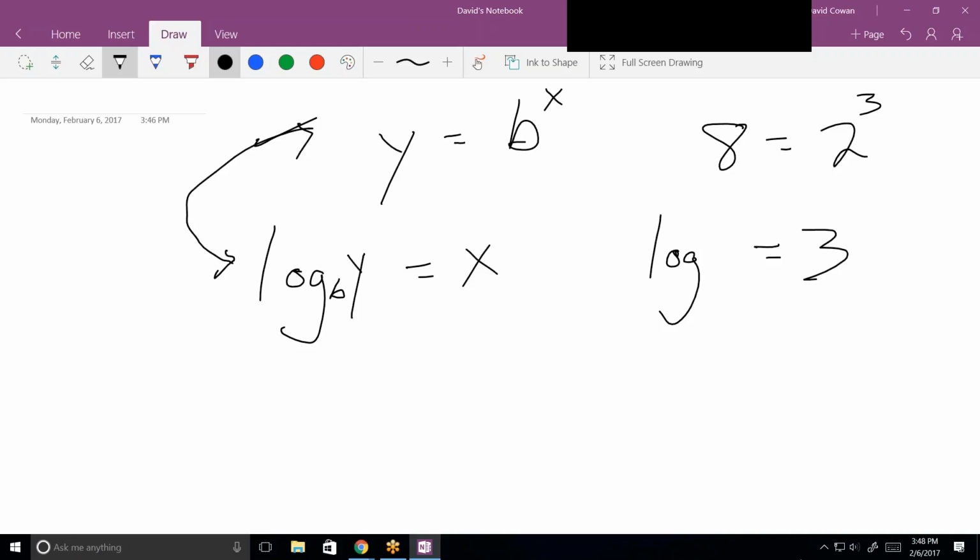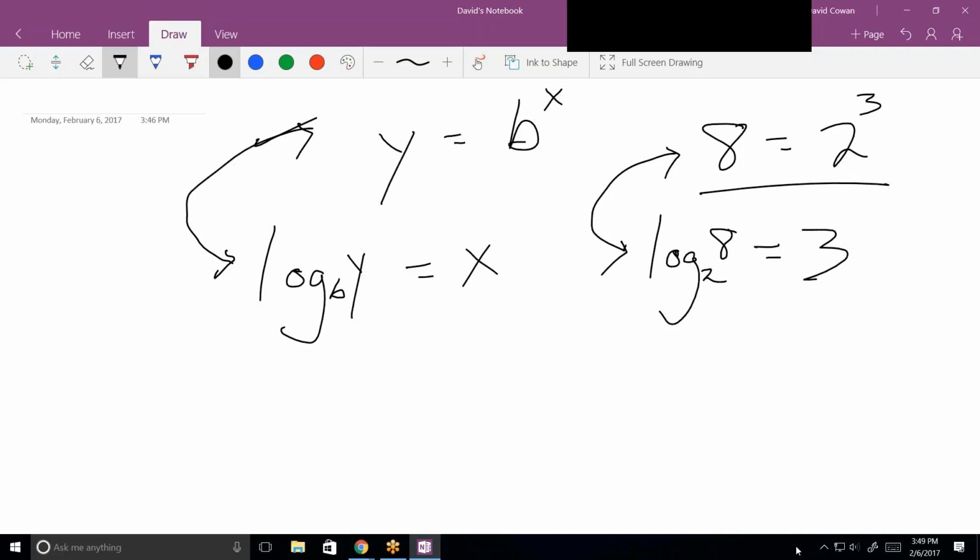Okay, what's the base? What's b? 2. Okay, that goes there. And the only thing left is the 8. That goes there. So these two are equivalent. Okay. Log base 2 of 8 equals 3. Same thing as saying that 2 to the third power equals 8.